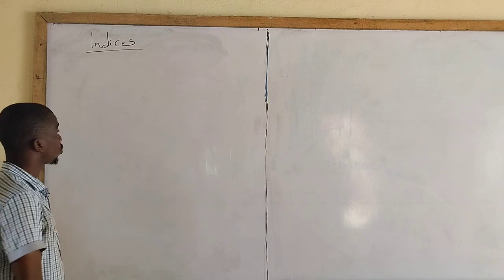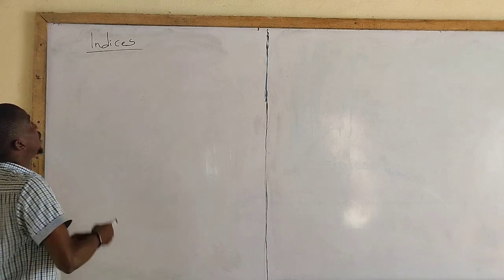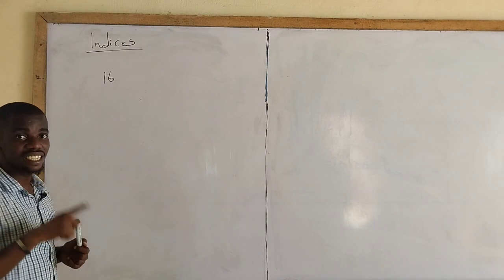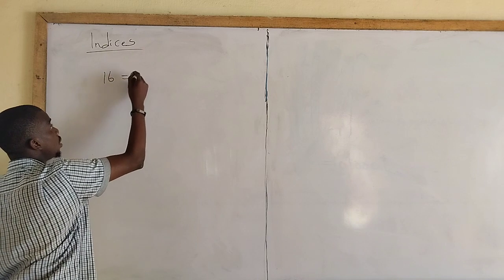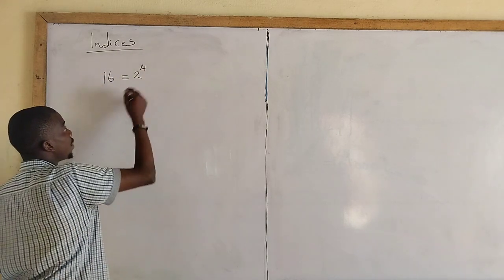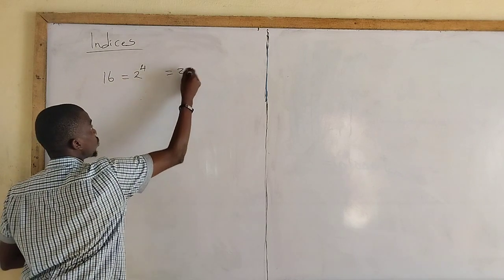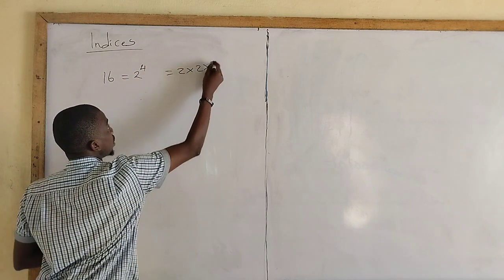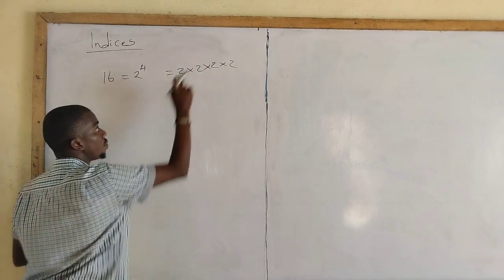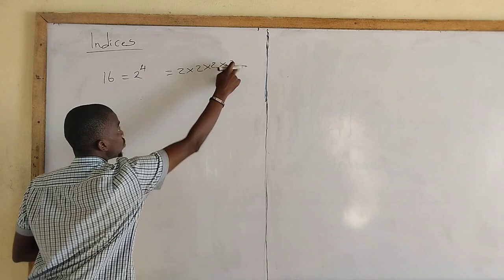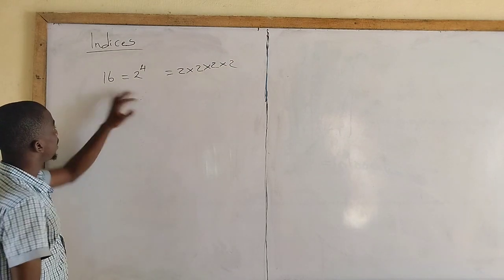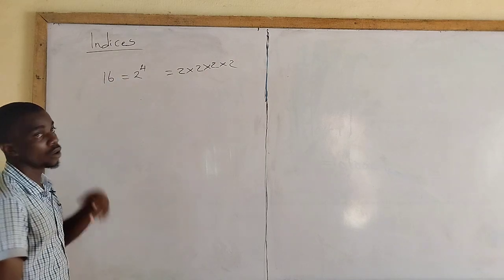So if I have 16 and I'm to write 16 in its index form, this is simply 2 raised to the power of 4, since 2 raised to the power of 4 is equal to 2 times 2 times 2 times 2. So 2 times 2 is 4, 4 times 2 is 8, 8 times 2 is 16. So 16 in its index form is 2 raised to the power of 4.